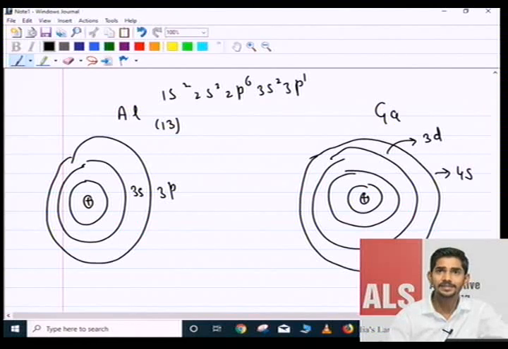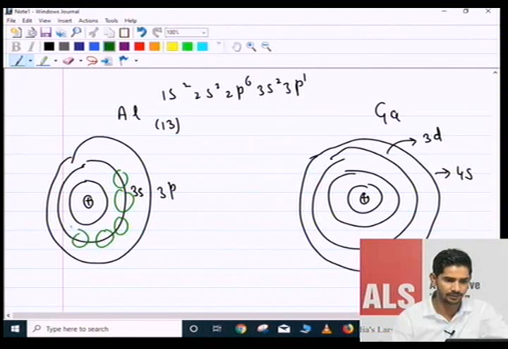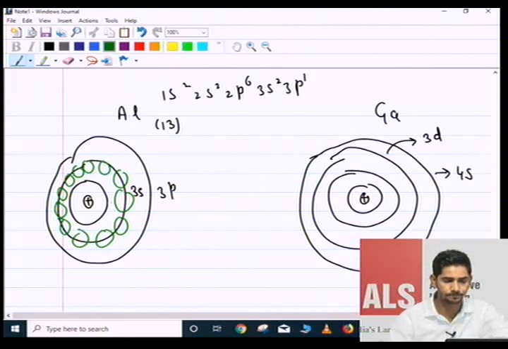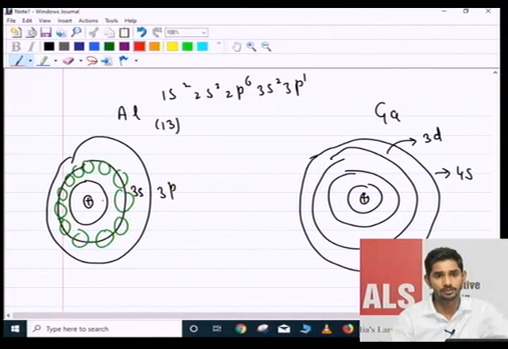Okay, s has the spherical shape. So if it is a spherical shape, actually s will present like this in this one. This is just for understanding, guys. See, obviously the nucleus is pulling the outermost electrons towards itself. So what's happening over here? The 3p is being pulled by the nucleus.